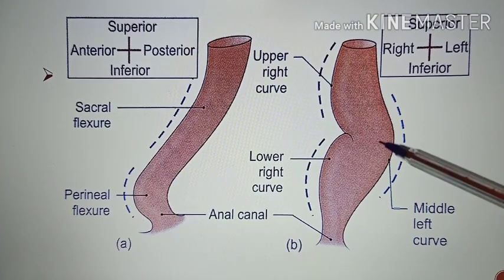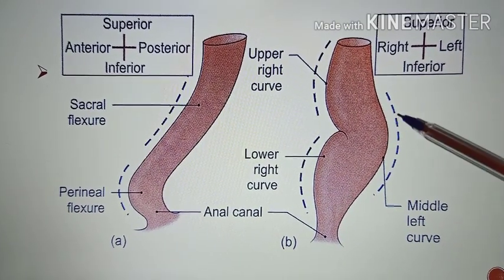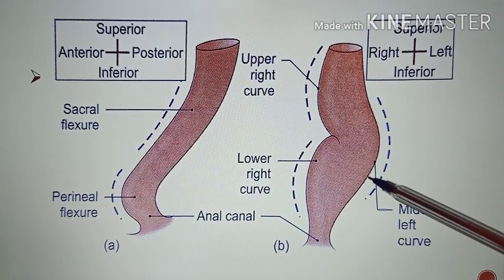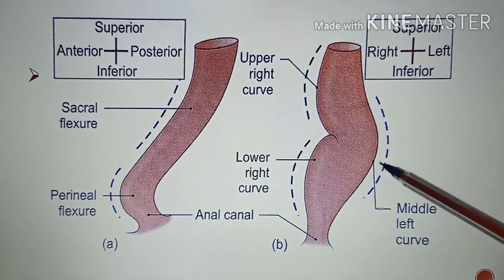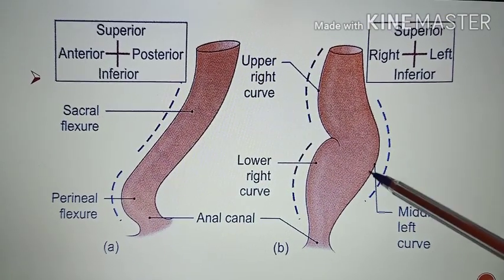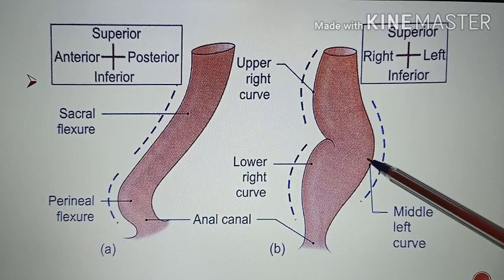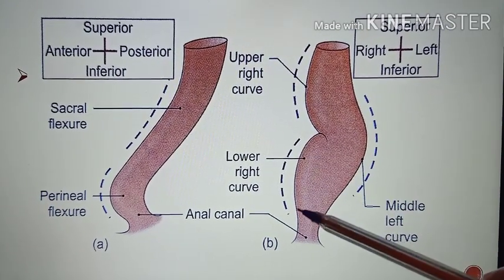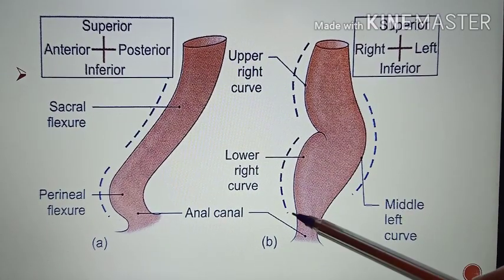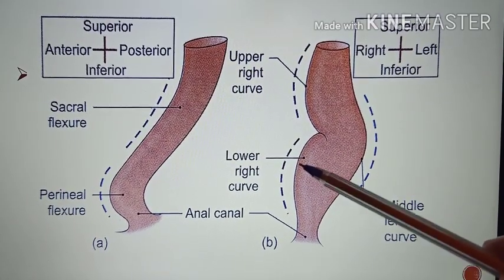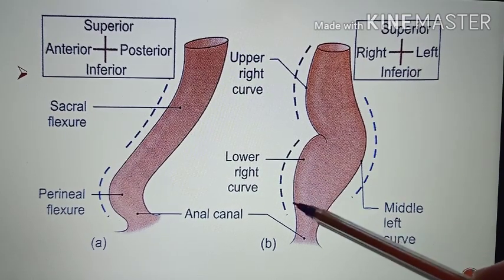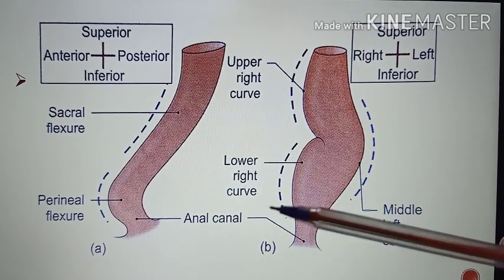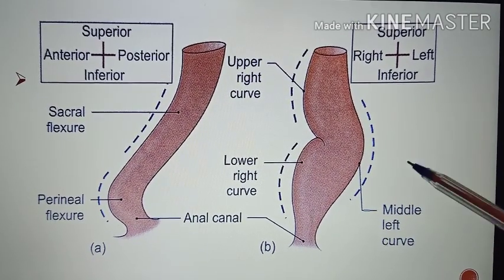Now coming to the middle lateral curvature, it is convex to the left. It is present at the sacrococcygeal junction. It is the most prominent curvature which you can see. Then the 3rd curvature, that is the lower lateral curvature, is present on the right side. This is present at the tip of the coccyx. So all the curvatures I have explained by telling the convexity.